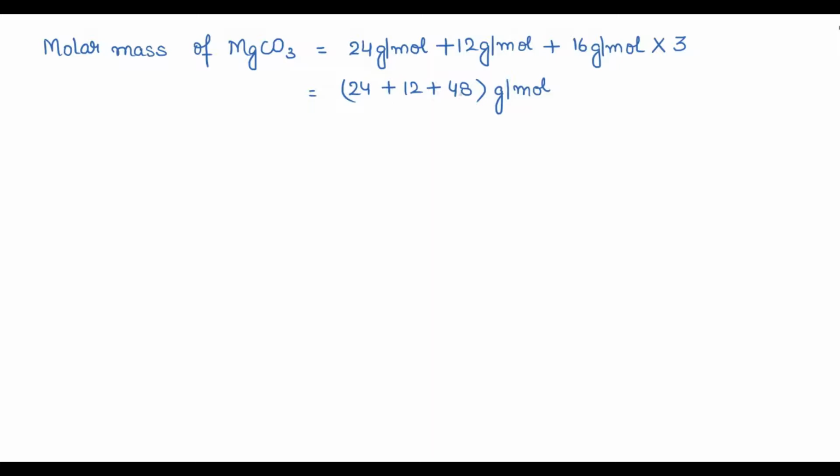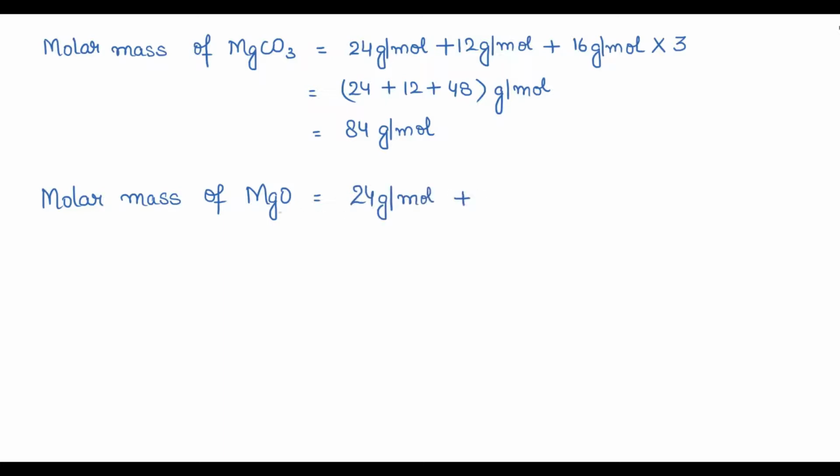So 24 plus 12 plus 48, that will be 84 gram per mole. This is the molar mass of magnesium carbonate, right? Now the molar mass of MgO, magnesium oxide. Now you just have to add the atomic mass of magnesium plus oxygen. So the atomic mass of magnesium is 24 gram per mole plus the atomic mass of oxygen, 16 gram per mole. So when you add 24 and 16, it will be 40 gram per mole, right?